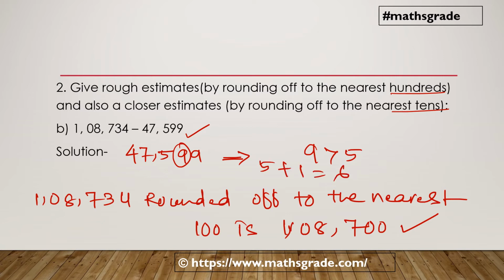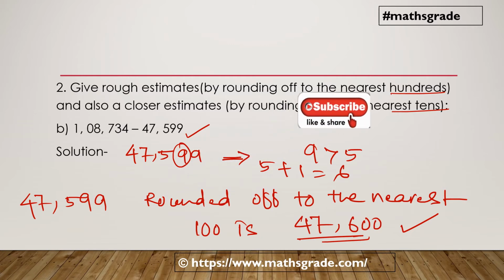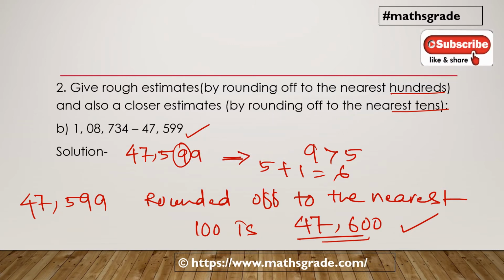0 in the tens place and unit place digit, that is 9 and 9; the tens place and unit place digit 9 changes to 0. So 47,599 rounded off to the nearest 100 will be 47,600. This 5 changes to 6, that is 5 plus 1 is 6, and 9 changes to 0, that is 47,600.